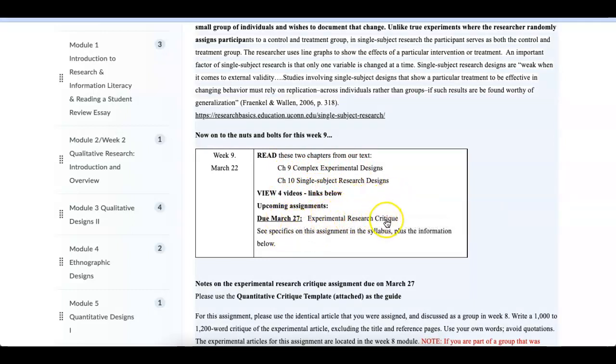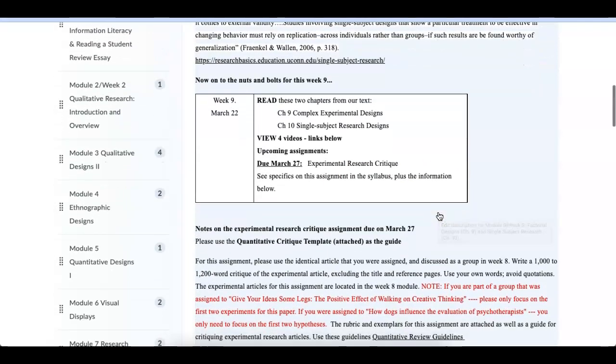Now I know I've already received a couple of these, but if you haven't submitted it, you have any issues, any concerns, you need some help, please reach out to me. This is the same thing as what we did for the qualitative critique. Everybody in our class was assigned to a group. You discussed it as a group, and now it is your job to submit a paper, your experimental critique paper, this week. So once again, it's the same format that we used the first time around.